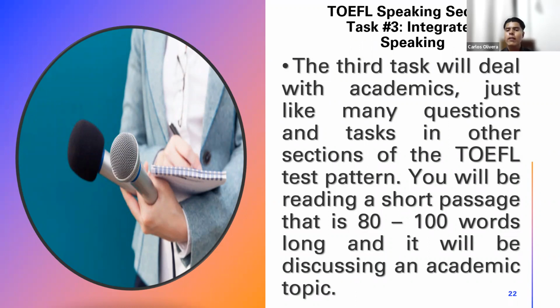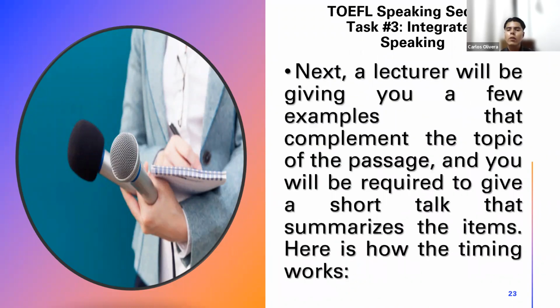But before we get into that, let us read this slide here. It says, the third task will deal with academics, as I said. Just like many questions and tasks in other sections of the TOEFL exam test pattern, you will be reading a short passage that is 80 to 100 words long. This is for the first information source, the reading passage, and it will discuss an academic topic, as I told you, right? Now, what about the second information source? The second information source will be a listening passage, and it's not going to be a conversation anymore. It will be a lecture.